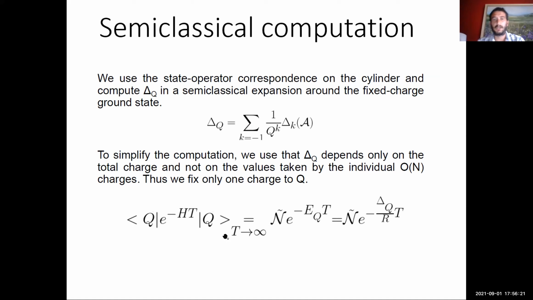What we actually compute, following the work of Badel, Cuomo, Monin, and Rattazzi, is the matrix element of the evolution operator, e to the minus HT, with H the Hamiltonian and T the cylinder time, in an arbitrary state with total charge Q. At this point, taking the limit where we send the cylinder time to infinity, we can project out of this matrix element the energy of the ground state, which is related to the scaling dimension delta Q of the lowest-lying operator with total charge Q.